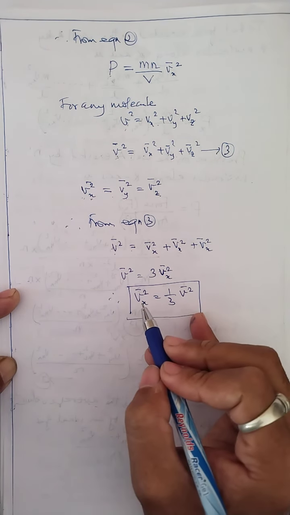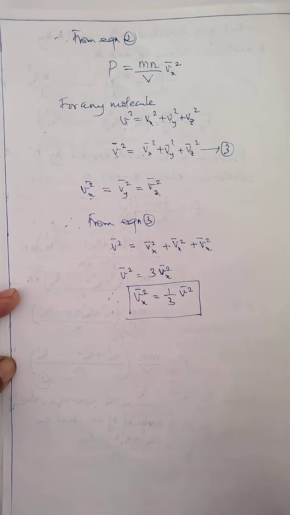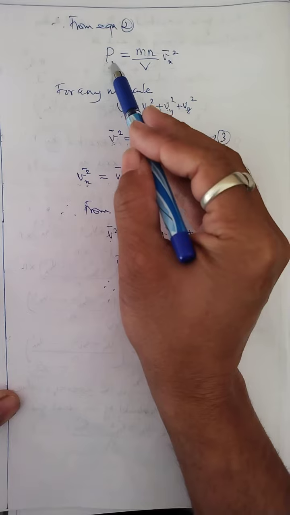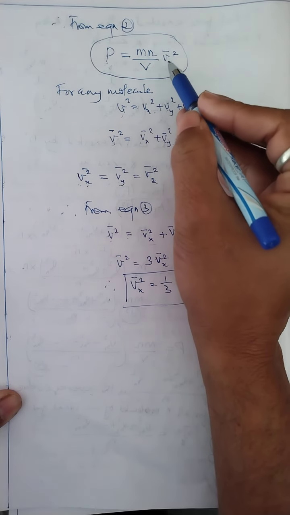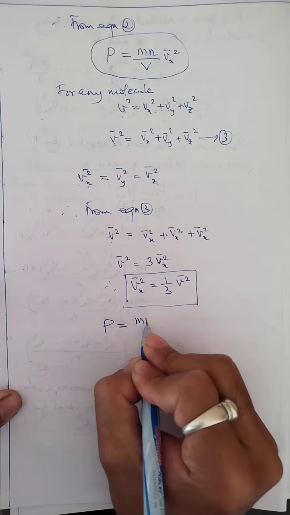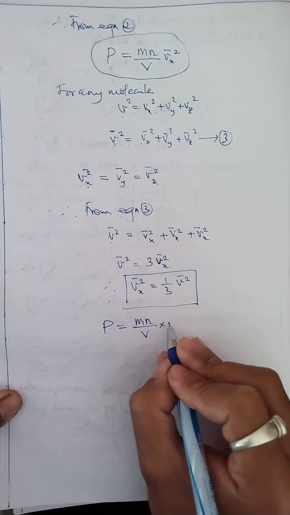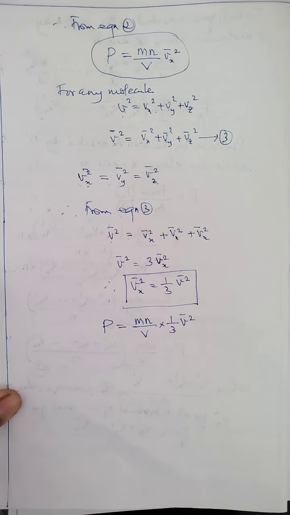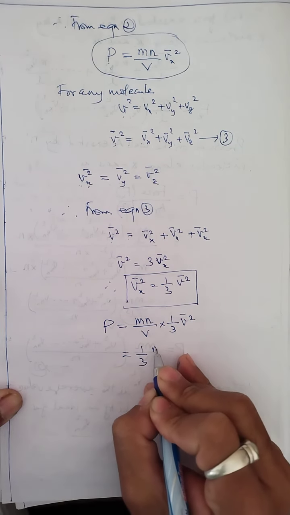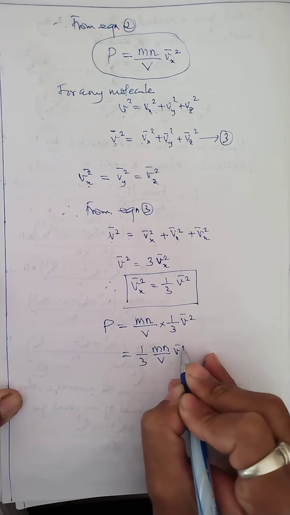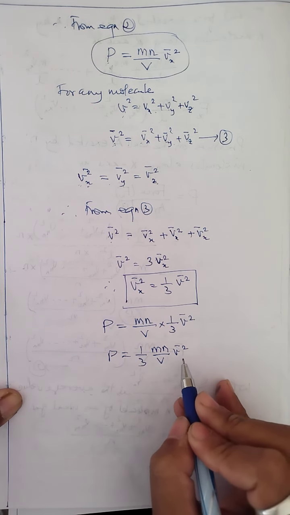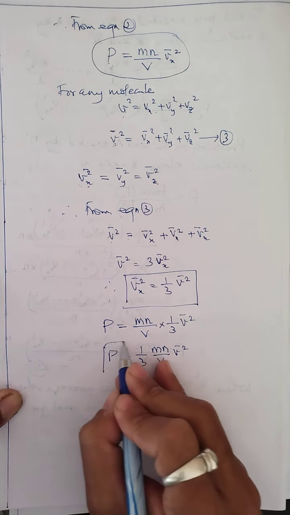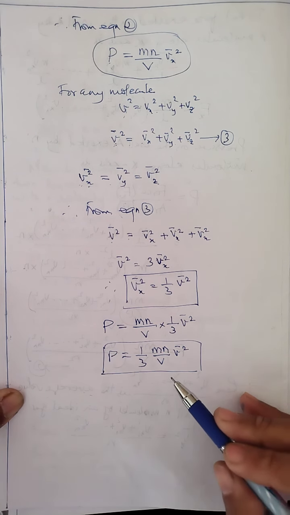Okay, now this value I substitute in equation one, the equation of the pressure. Let me write this equation: P equals mN by V into, now this I replace by 1/3 of the mean square velocity of the molecules. Okay, now we are almost at the expression of this pressure. Now I write this expression as 1/3 mN by V with mean square velocity of the molecules. So P equals 1/3 mN by V with mean square velocity of the molecules is the expression of pressure of an ideal gas.